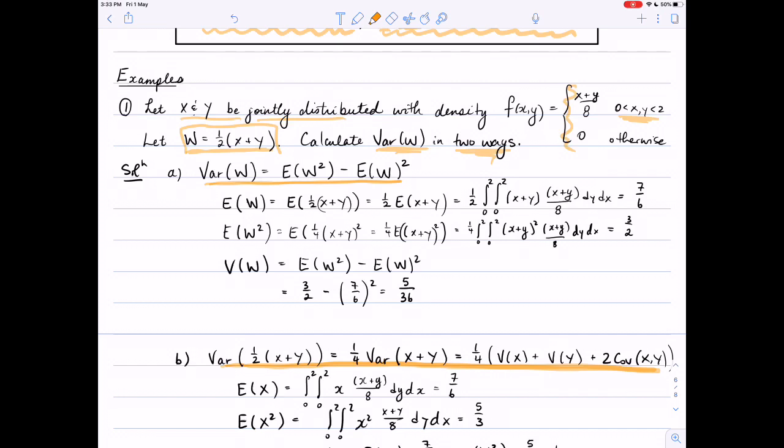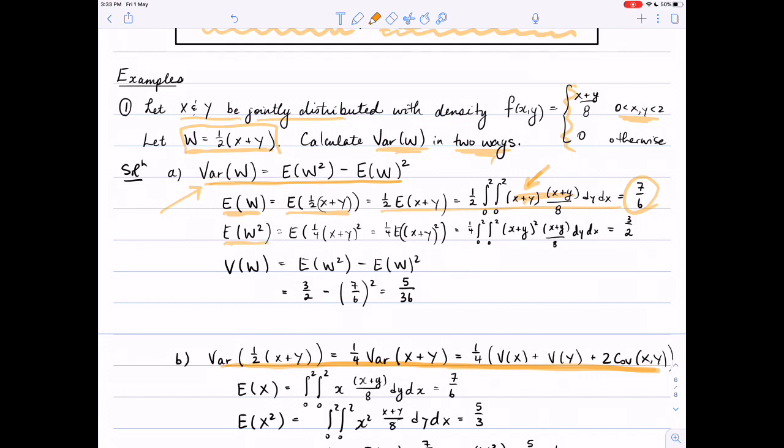So using this first formula here, the variance formula, E of W is the expected value of, well, W is 1/2 (x plus y). If we use LOTUS and just put in our function x plus y, again, I have skipped the evaluation step because this is a double integral that we know how to do, but it would involve expanding these two terms and computing the double integral. We're going to get 7/6.